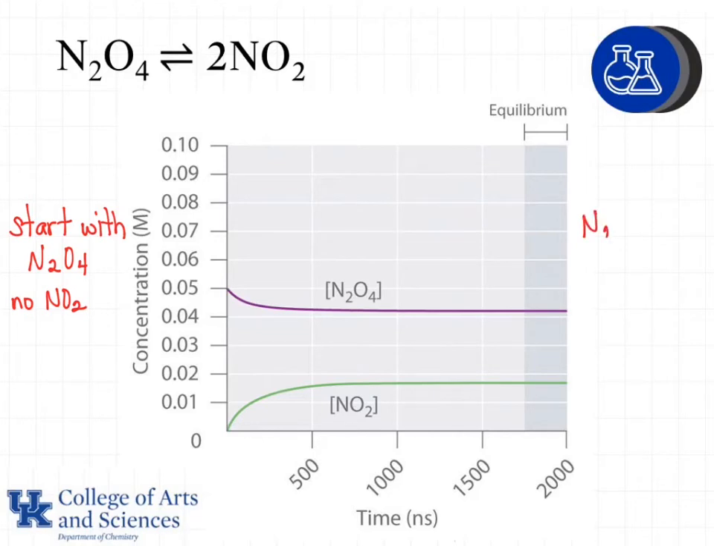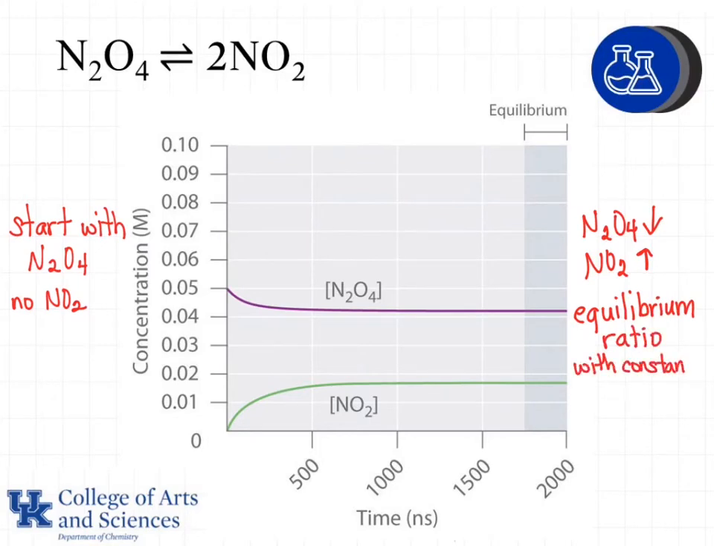Initially, I see that the amount of N2O4 is decreasing and the amount of NO2 is increasing. And this will continue until the system gets to equilibrium. At the beginning, we're not at chemical equilibrium because we're still seeing the amount of N2O4 and the amount of NO2 change. But when we get to that equilibrium point, we'll see that there's a ratio of products and reactants that becomes constant.